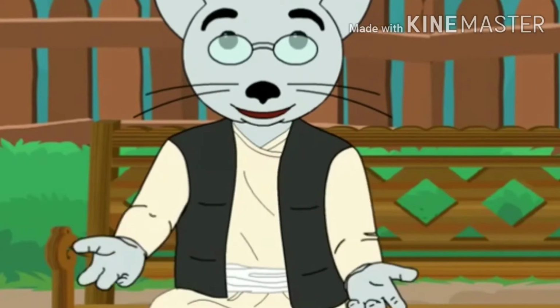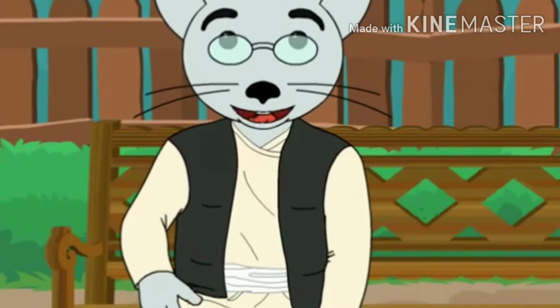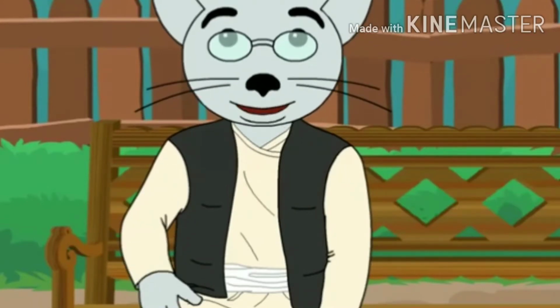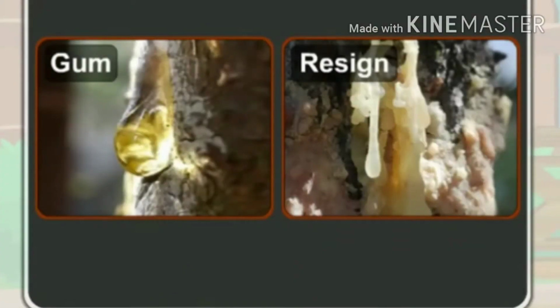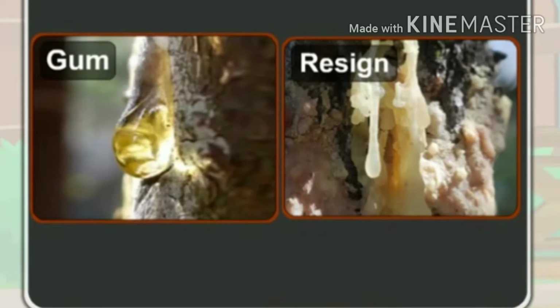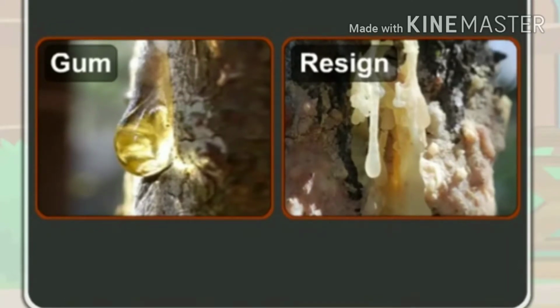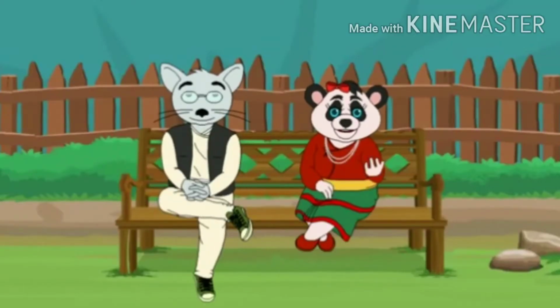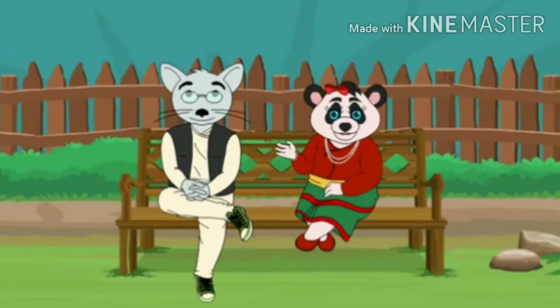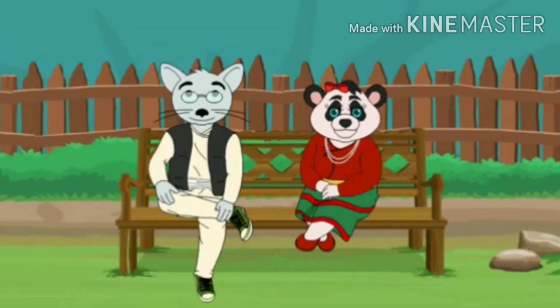Students, like animals, plants also excrete waste from their bodies. Plants excrete wastes in the form of gum, resin, and so on. All living things excrete wastes in different forms.